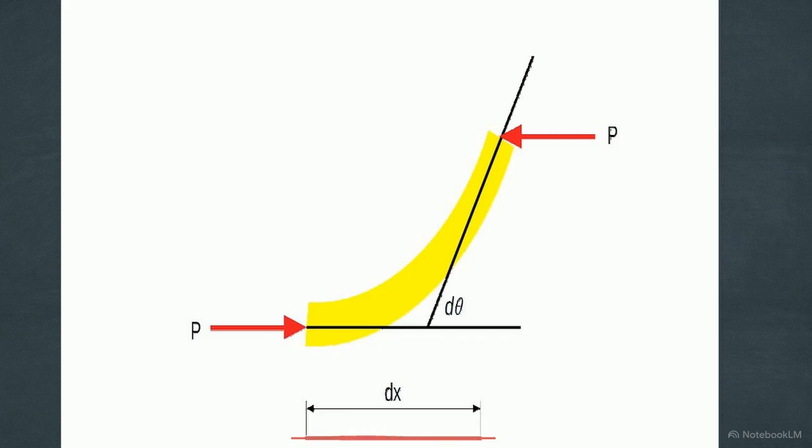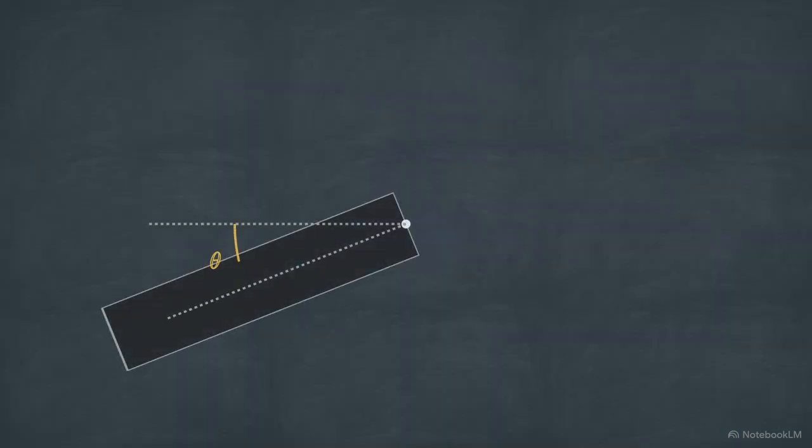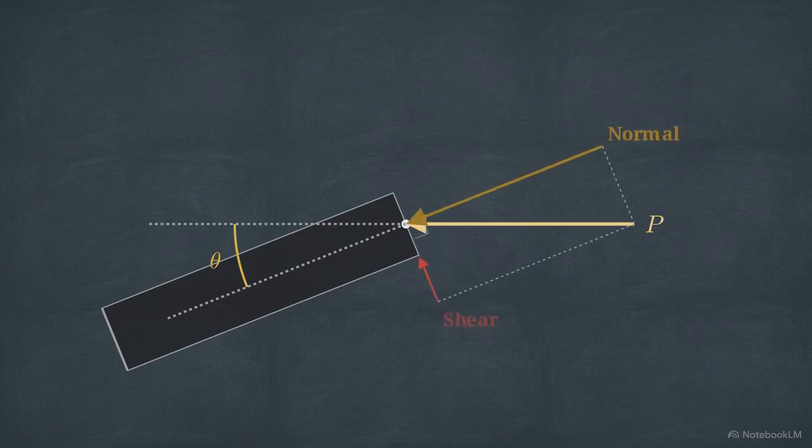Here, we've isolated an infinitesimal slice of the beam, dx. Note the compressive loads, P, acting on the ends of this slightly curved segment. As the segment bows, it develops a slope. This change in deflection represents the angle of curvature, d theta. Because the beam is now angled, the horizontal load P is no longer aligned with the material's center. It splits into two parts, a normal force and a perpendicular shear component. This perpendicular component, P sine theta, is a destabilizing force pushing directly against the side.